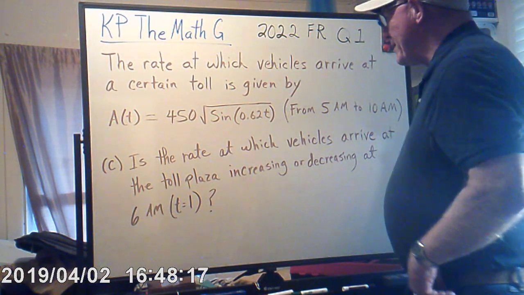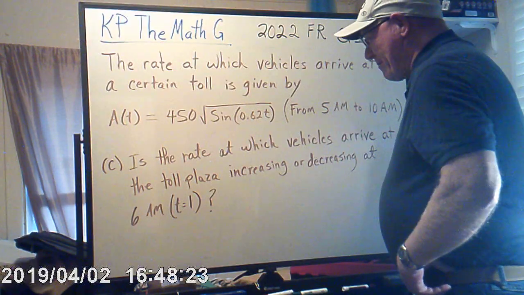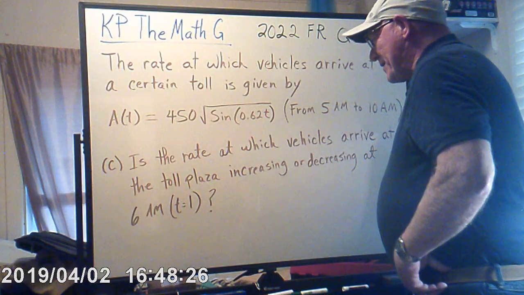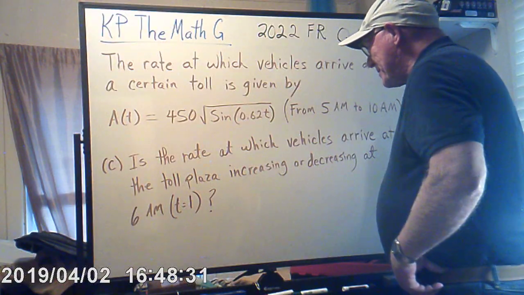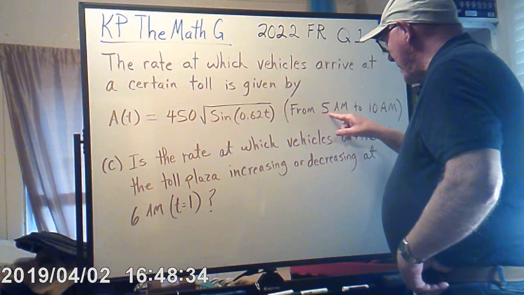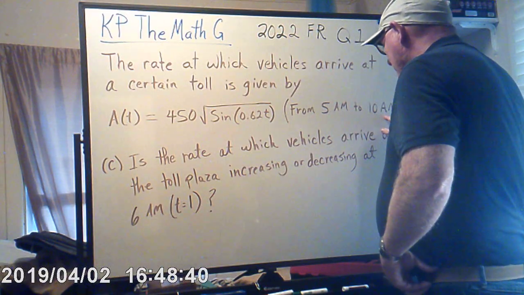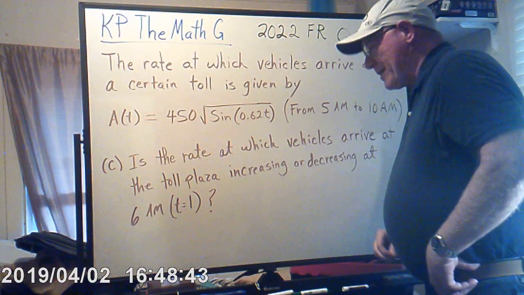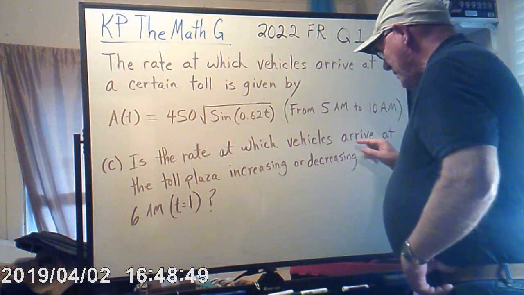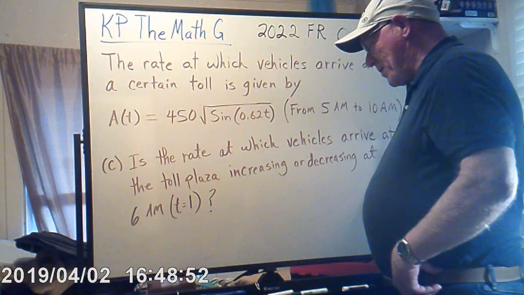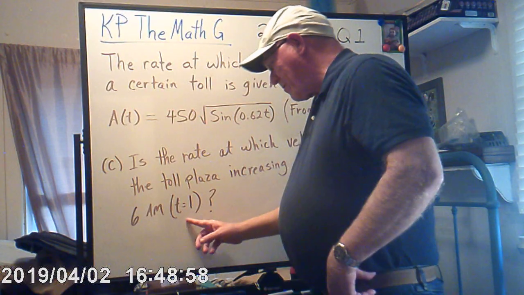The rate at which vehicles arrive at a certain toll is given by A of t equal to 450 times the square root of sine of 0.62t, from 5 a.m. to 10 a.m. Now the question, part C, is: is the rate at which vehicles arrive at the toll plaza increasing or decreasing at 6 a.m., that is, t equals 1?